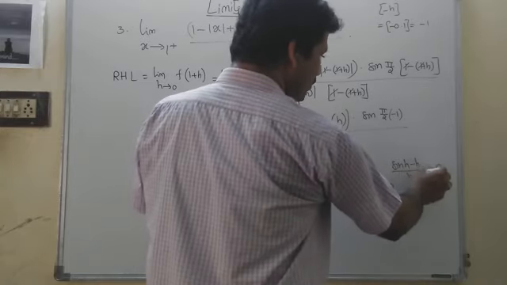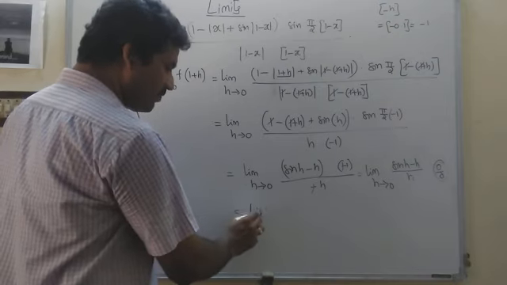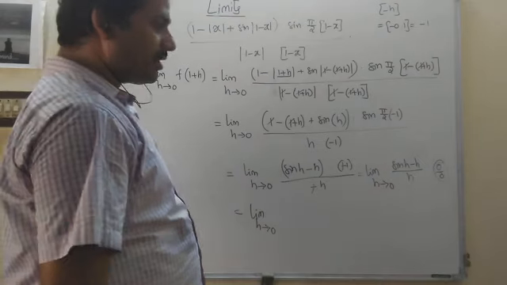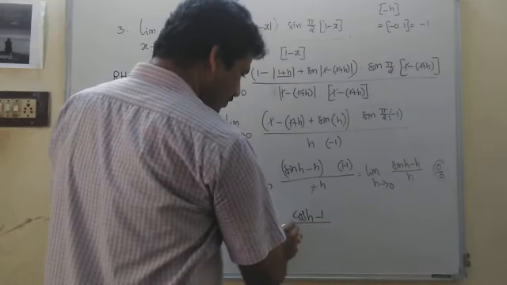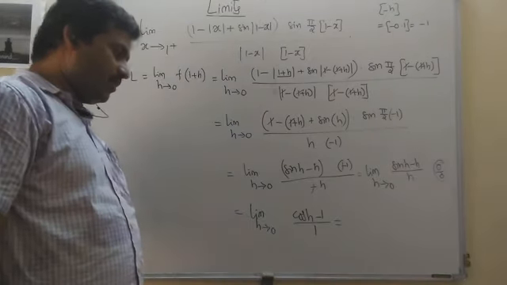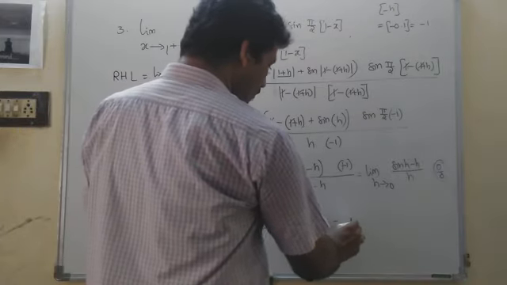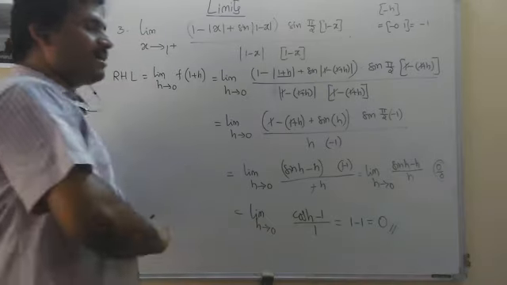Apply h tends to 0, it is a 0 by 0 form, so apply L'Hospital rule. Limit h tends to 0. What is the derivative of the numerator? Cos h minus 1 by 1. Put h tends to 0. Cos 0 is 1, 1 minus 1 equals 0. That is the RHL value.